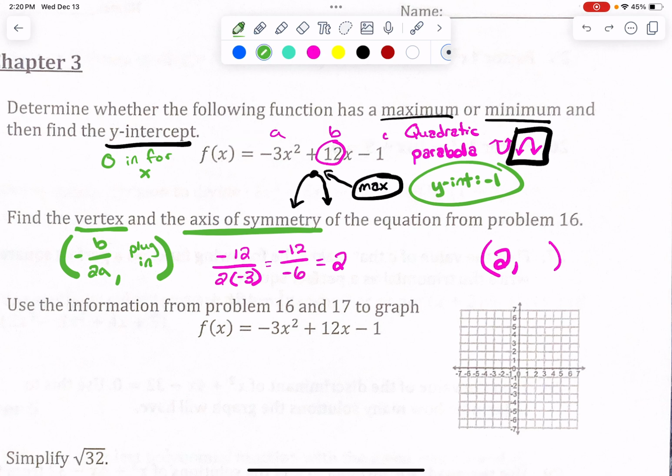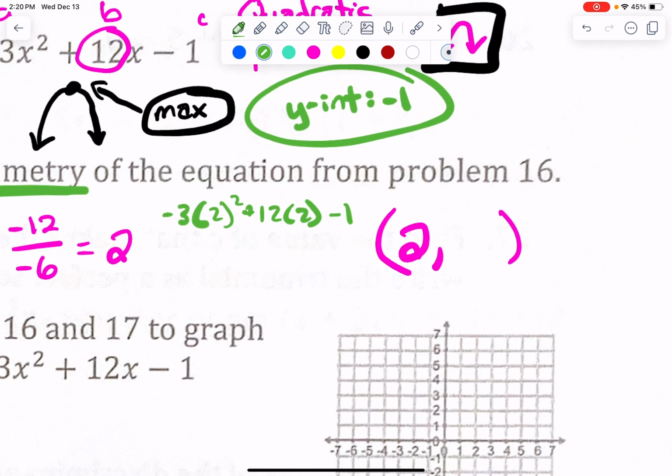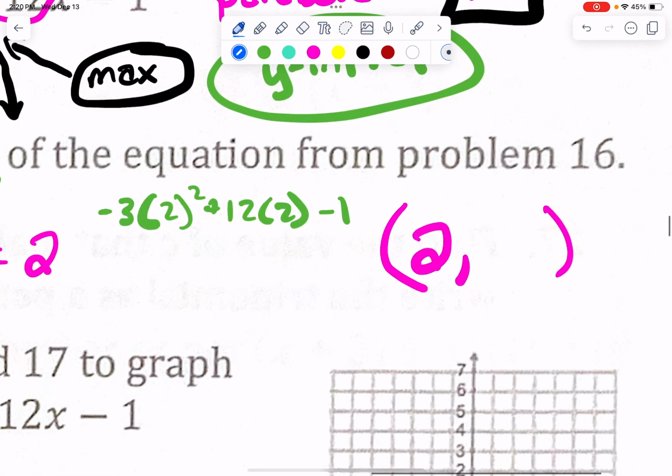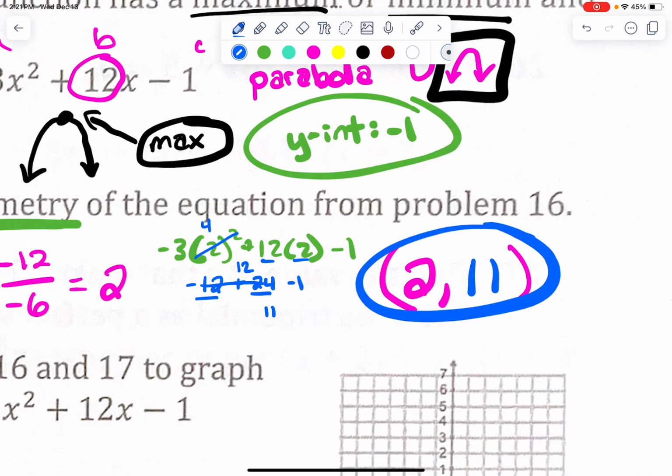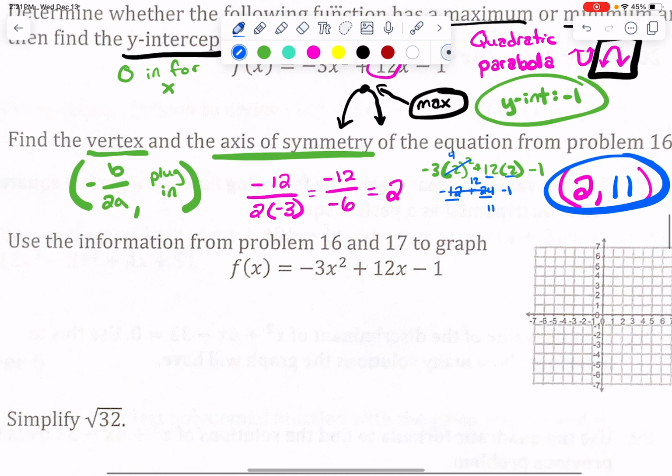So I have -3 times 2 squared, plus 12 times 2, minus 1. I'm going to zoom in. 2 squared is 4, and 4 times -3 is -12. Plus 12 times 2 is 24, minus 1. -12 plus 24 is 12, minus 1 is 11. So (2, 11) is my vertex. Let's see what else we had to find. We had to find the vertex, and then we had to find the axis of symmetry.